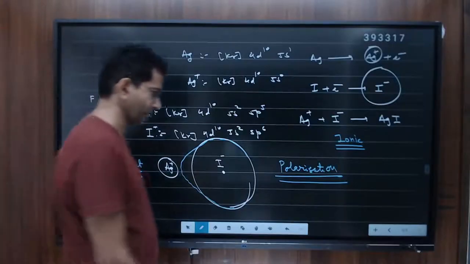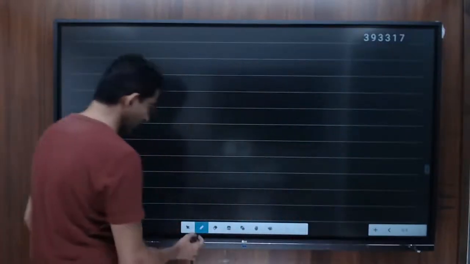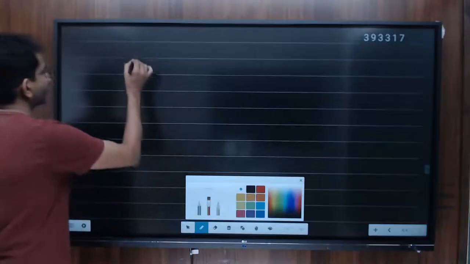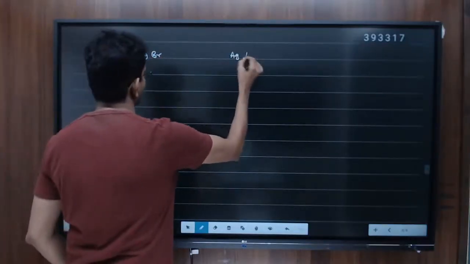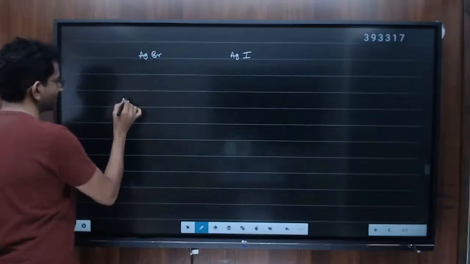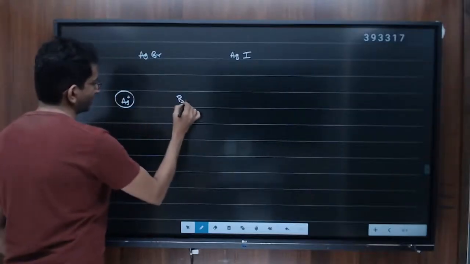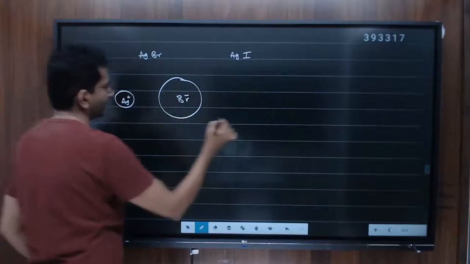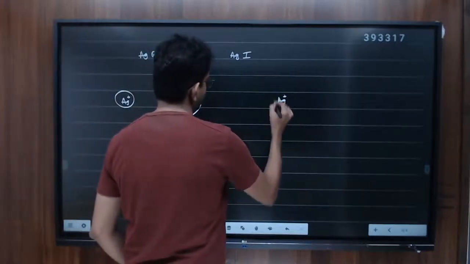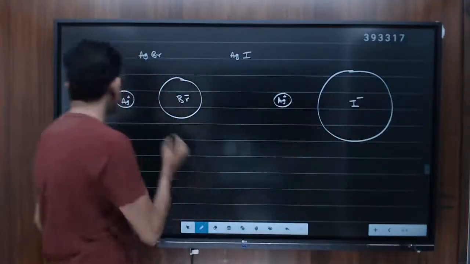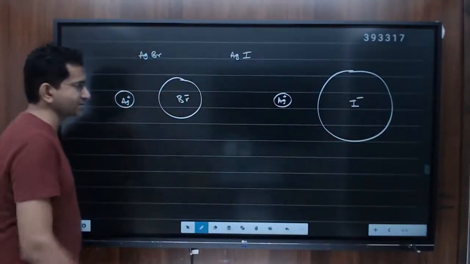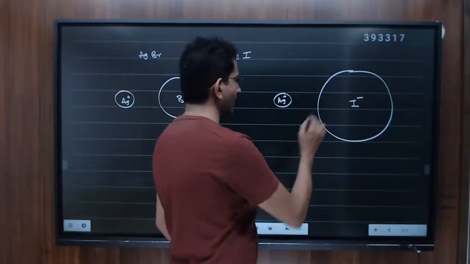Good. Now, if I go for AgBr and AgI comparison, what happens? Ag+ remains constant, and this is Br- ion; in the other also Ag+ remains constant, and this is I-. I hope you can understand. In this also polarization will take place, and in this also polarization takes place.